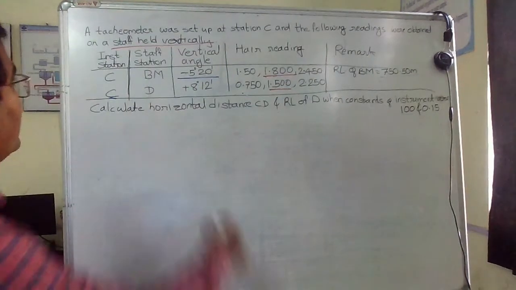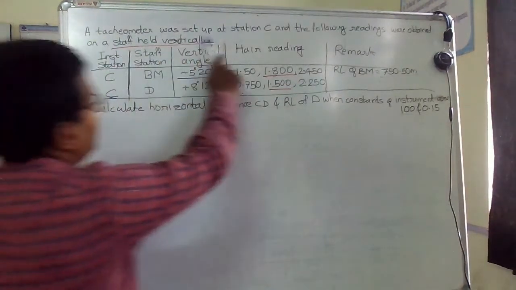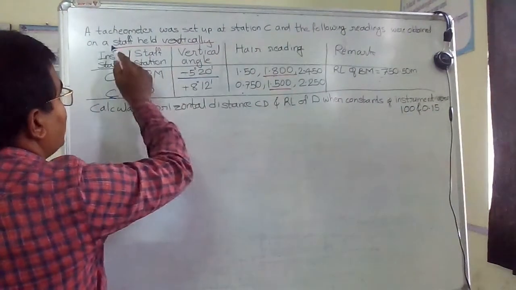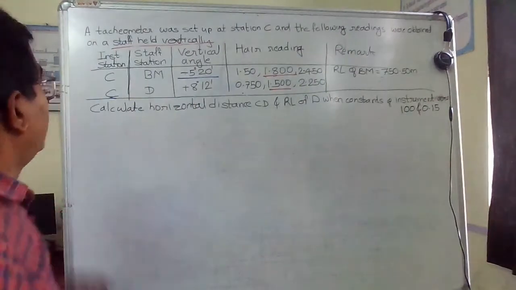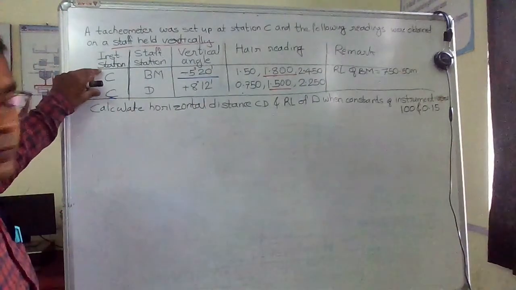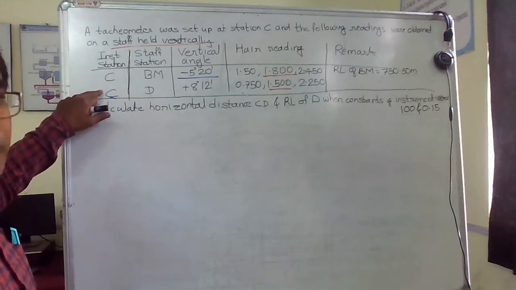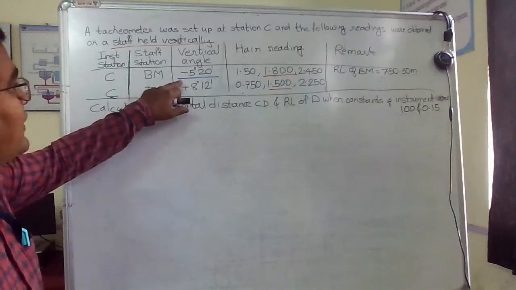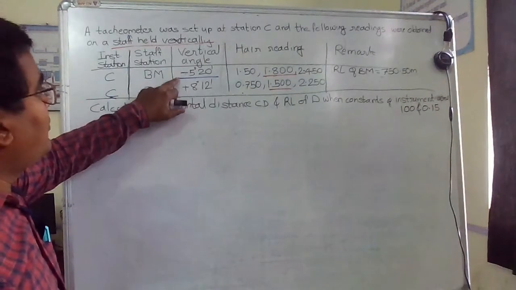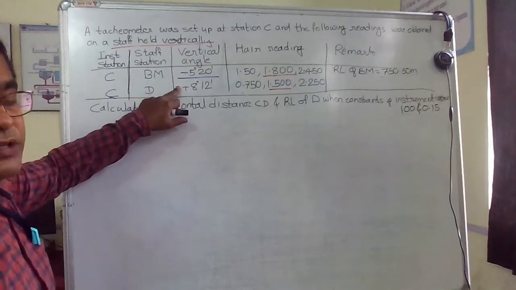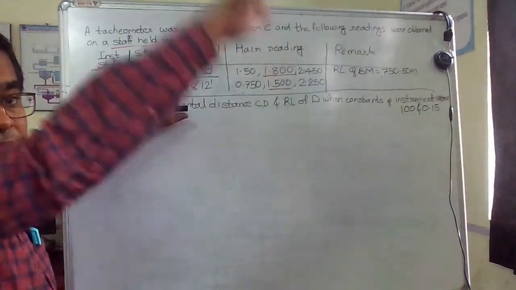So here we can read this numerical. A tachometer was set up at station C and the following readings were taken on a staff held vertically. Here the staff is held vertically and the instrument station is C. Both the readings are taken from one place. One is taken with the minus sign, meaning it's the angle of depression, and another is with the angle of elevation, meaning one reading is taken down and one reading is up.